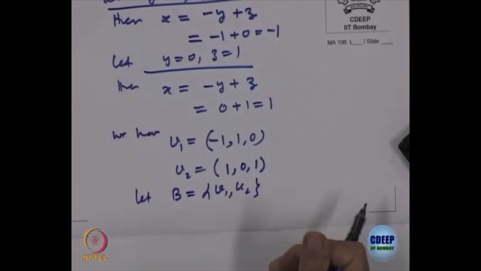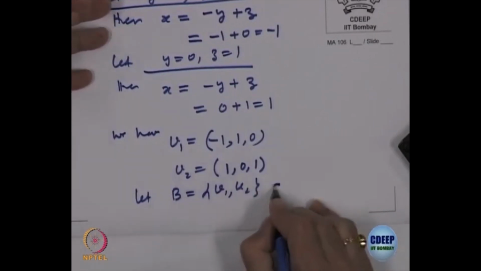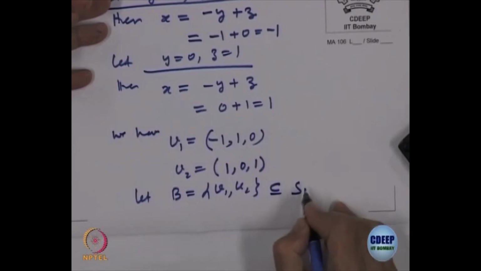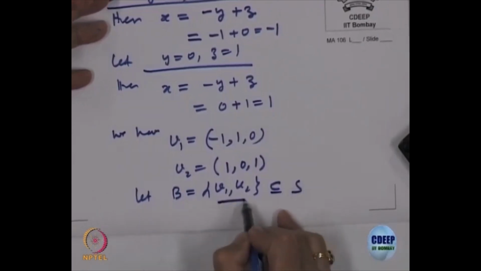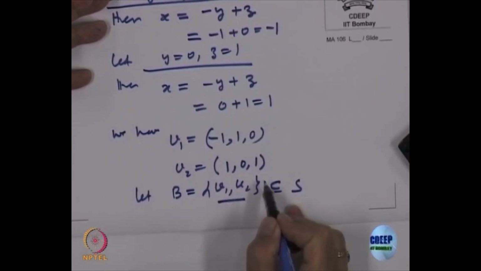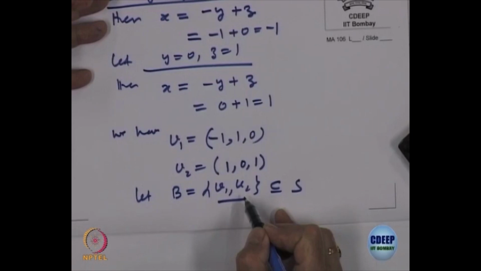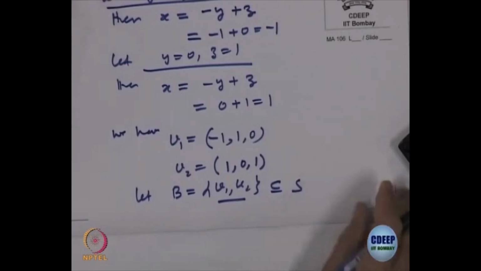So, if I can show that this set B is a subset of S, that vector space S of all solutions, and that it is generating everything and it is linearly independent, then this will form a basis for the solution space. So, how do I check the independence? Let us check independence.